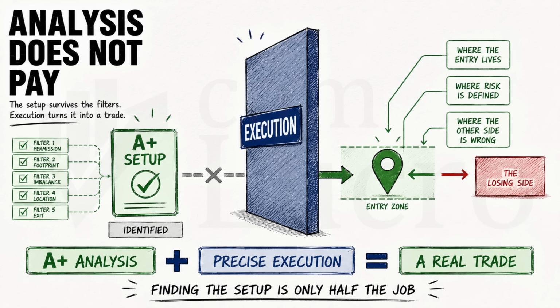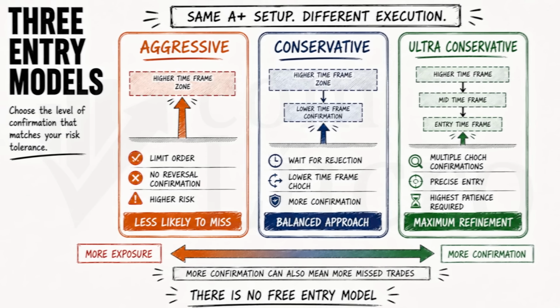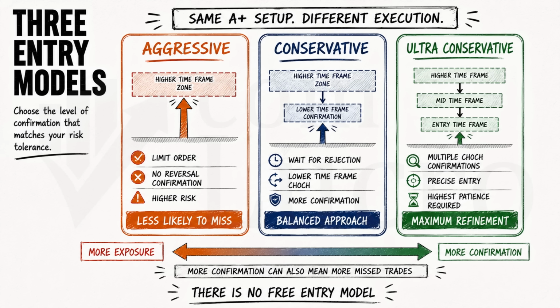A+ trade. But identifying it pays you nothing. Execution does. And execution is a separate skill, knowing exactly where the entry lives and who is standing on the other side of it when you pull the trigger. So now, let's go step by step through the Smart Money Concept's entry methods and learn how to position yourself exactly where the other side of the trade gets it wrong.